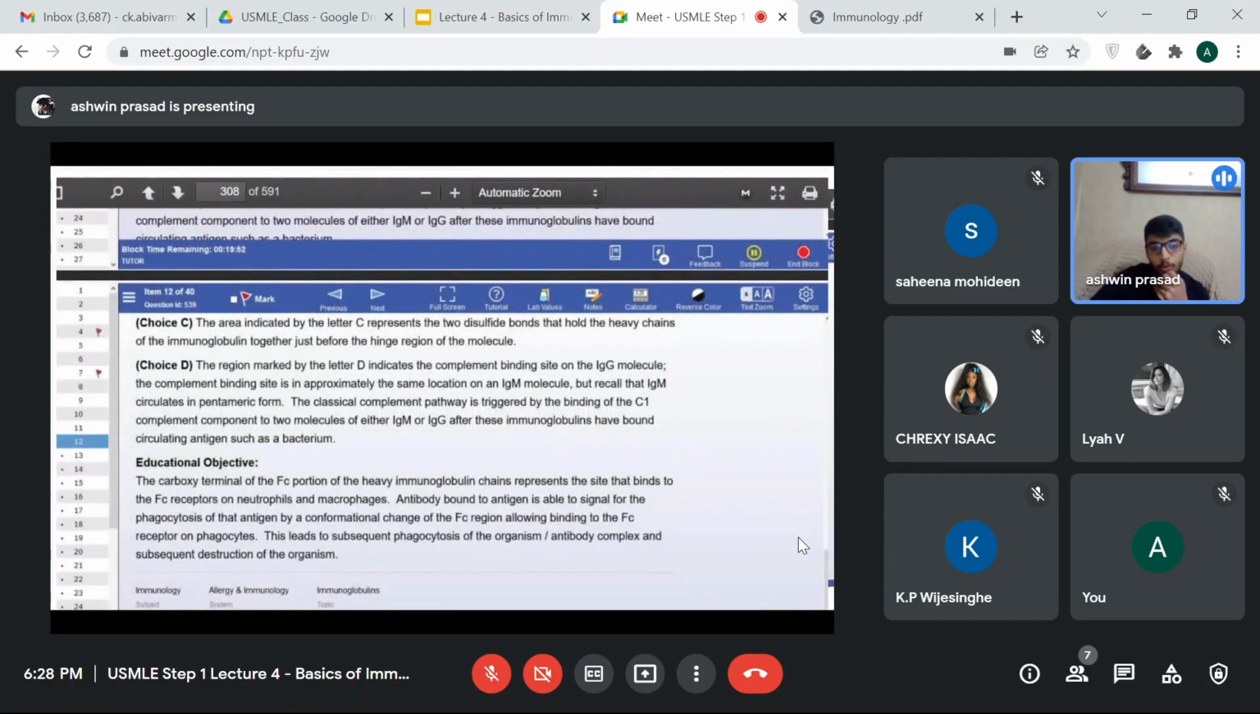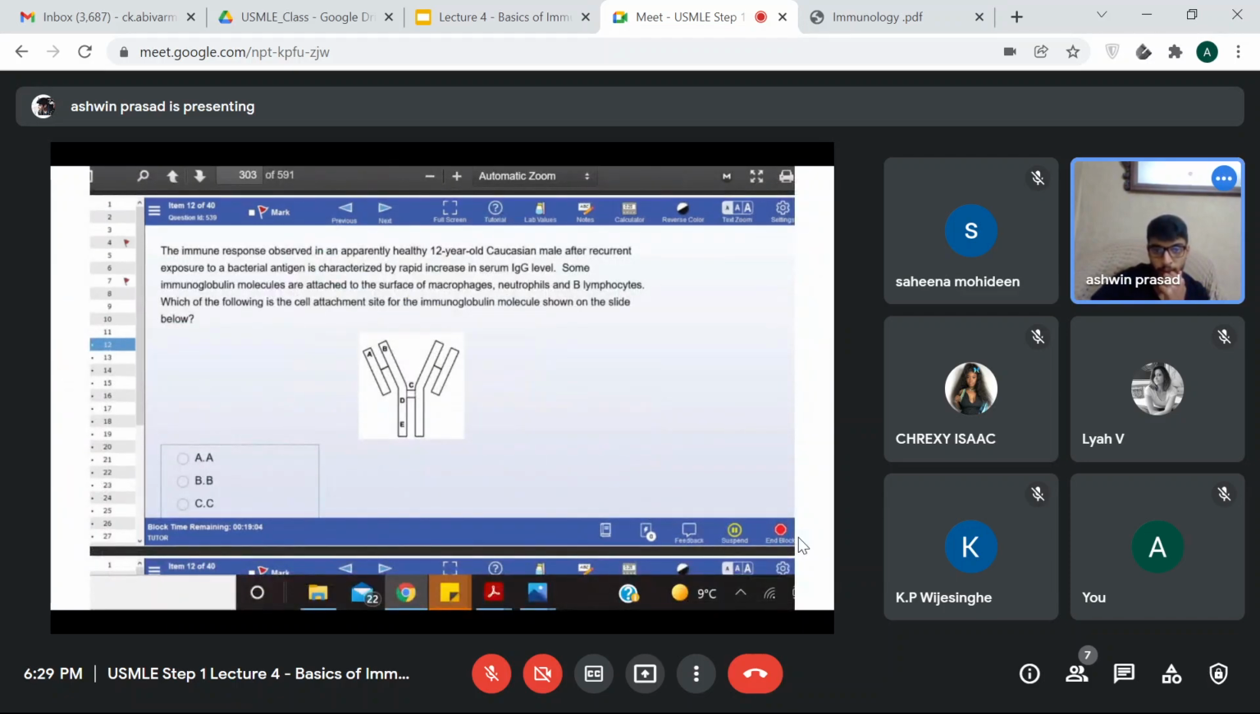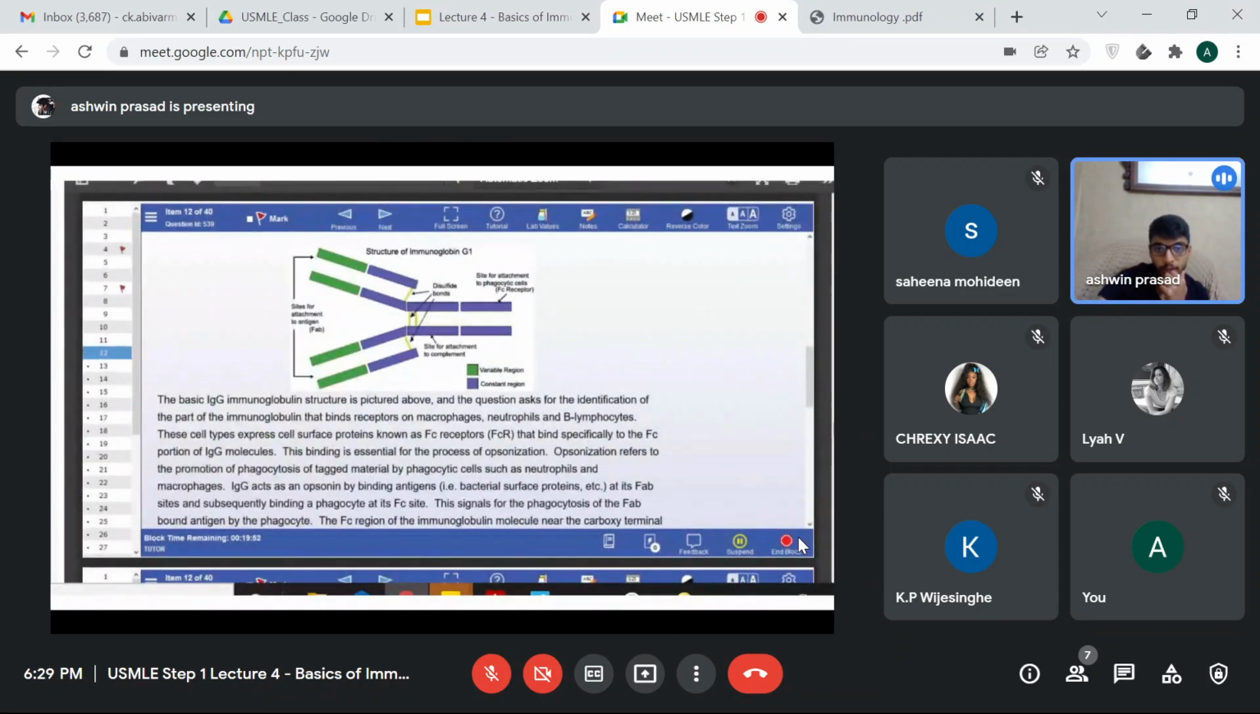They go ahead to describe what all the regions are, so you can just look into this diagram. The green region is responsible for binding to the pathogen or the antigen. The D region in the question, which is the initial part of the constant region of the heavy chain, is responsible for binding to complement.